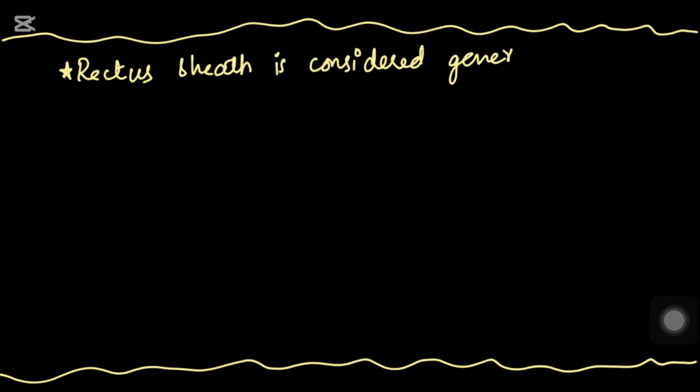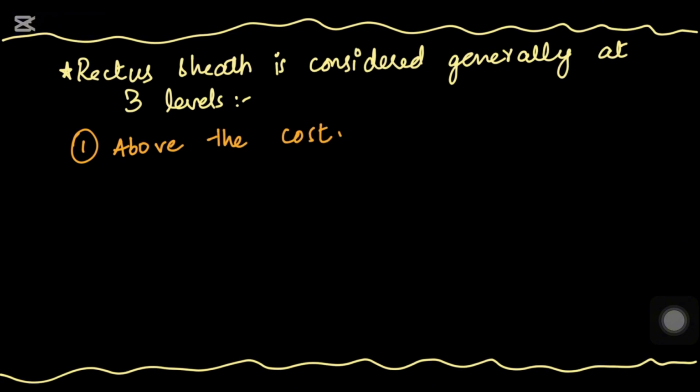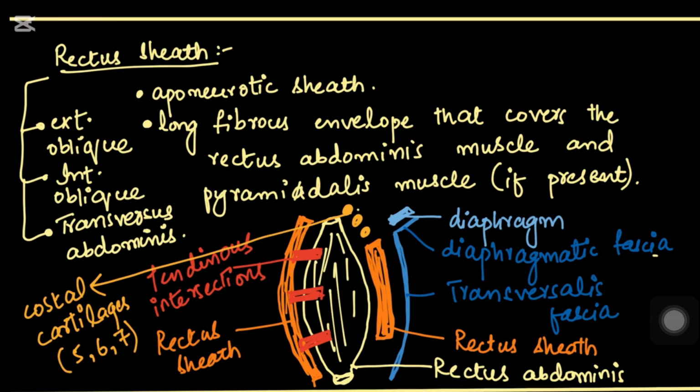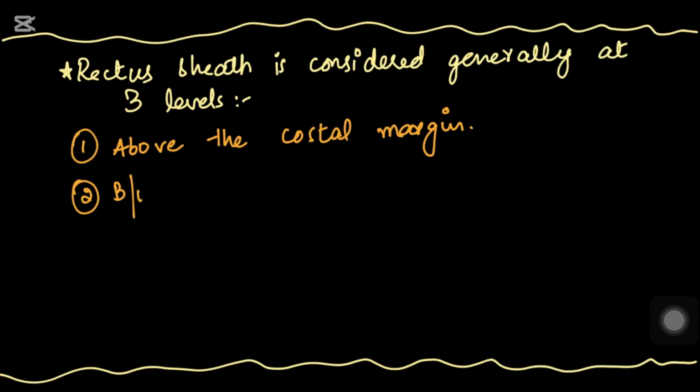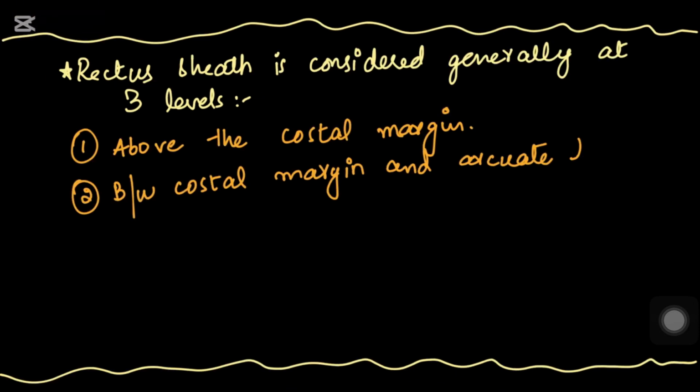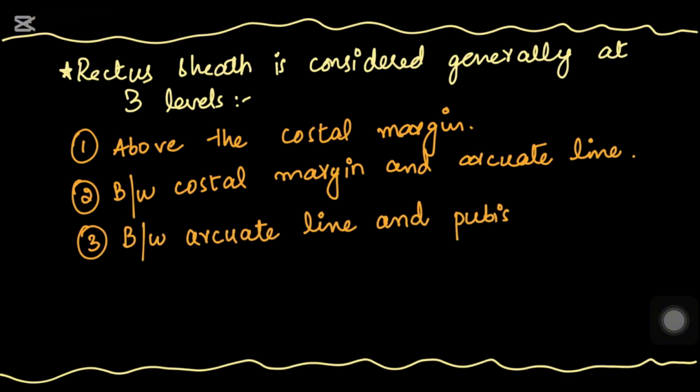Now, rectus sheath is considered at 3 levels. Level number 1, above the costal margins. Like here we can see this is the boundary we draw above the costal margins. Between the costal margins and the arcuate line, and below the arcuate line, or we can say between the arcuate line and the pubis. Now what is arcuate line?